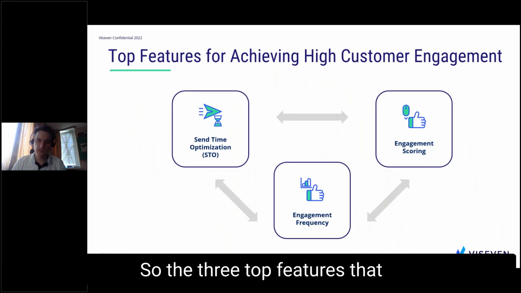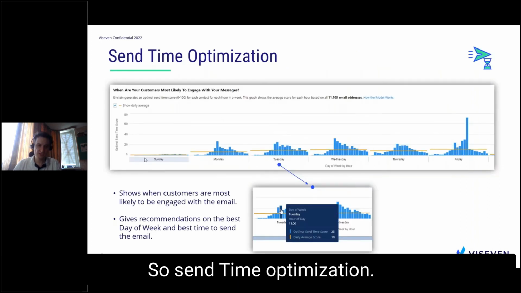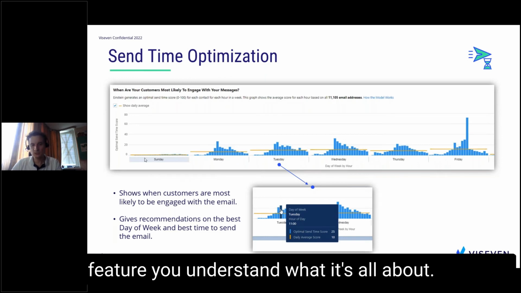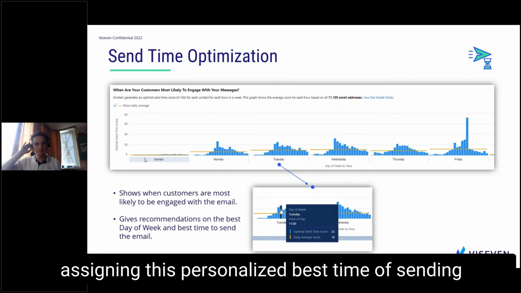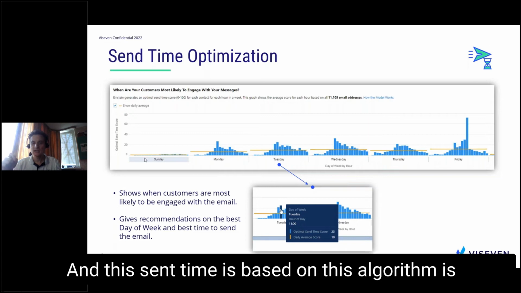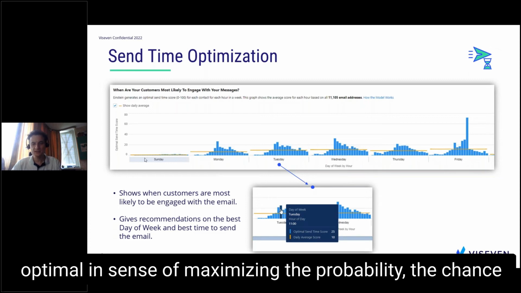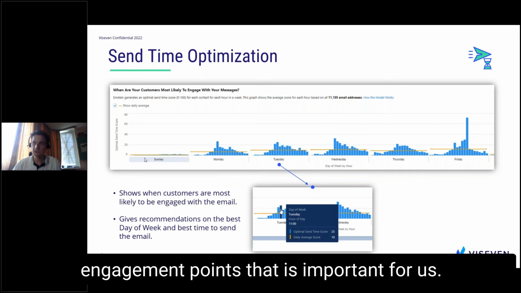So the three top features that I mentioned previously: send time optimization, engagement frequency, and engagement scoring. What is it all about? Send time optimization, I think from the name of this feature you understand what it's all about. The system, using machine learning, assigns a personalized best time of sending the communication to each particular user. And this send time is optimal in the sense of maximizing the probability, the chance of open, click, register, and any other engagement point that is important for us.